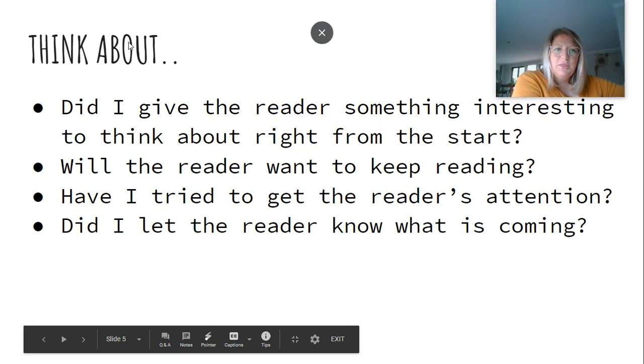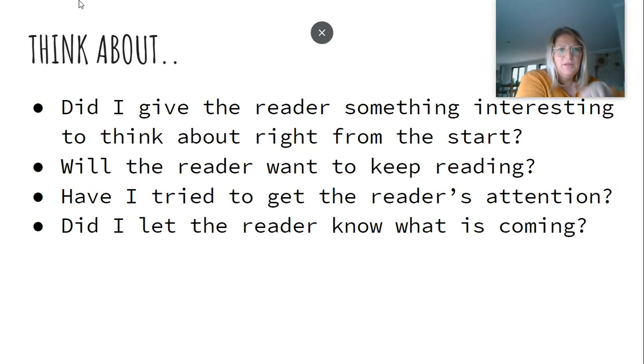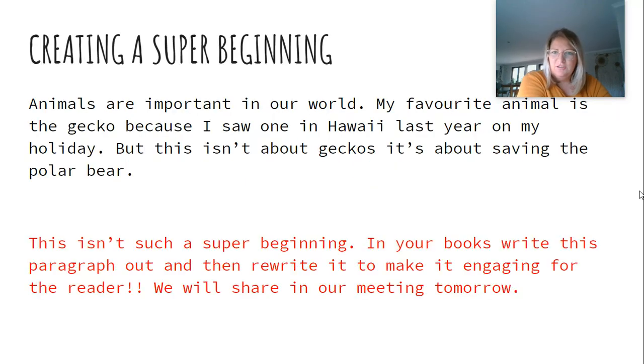All right, I want you to think about these four things, okay? Did I give the reader something interesting to think about right from the beginning? Will the reader want to keep reading? Have I tried to get the reader's attention? Or did I let the reader know what is coming? These things you need to think about when you're writing your piece, because that will help the reader be a little bit more engaged.